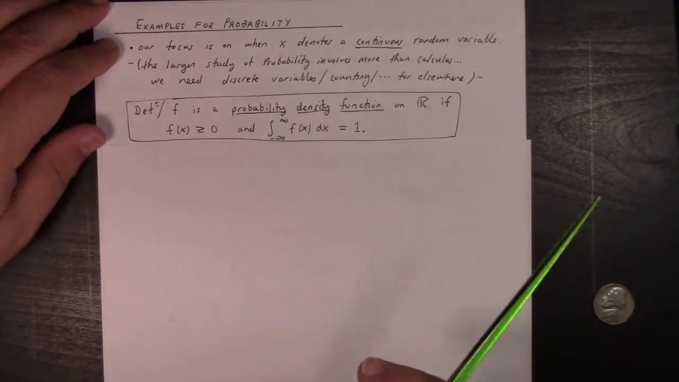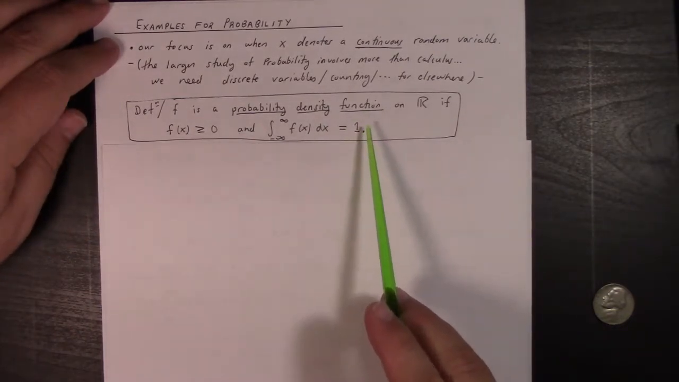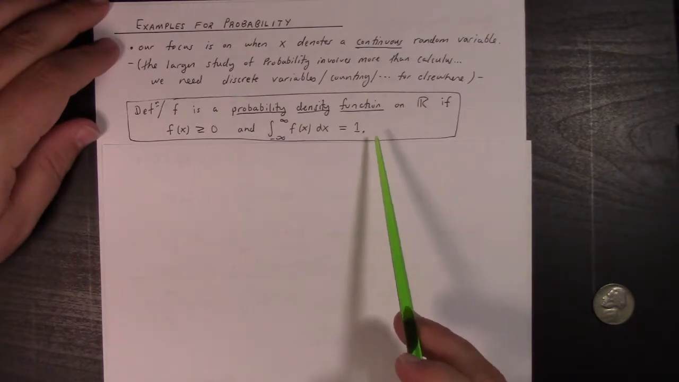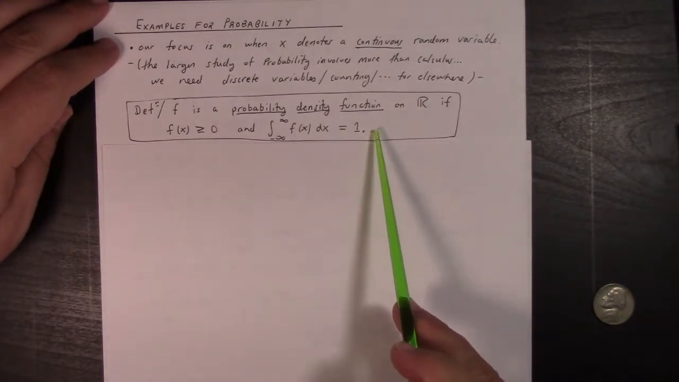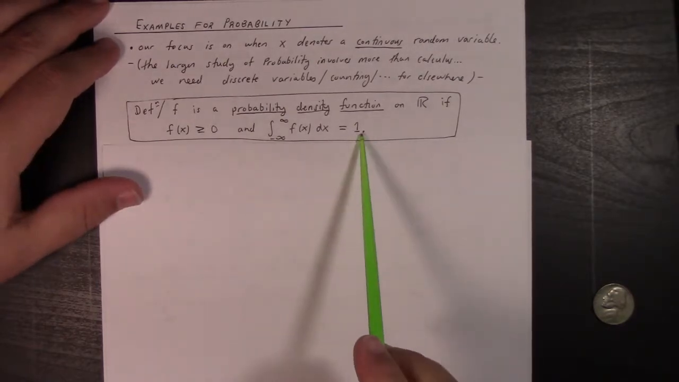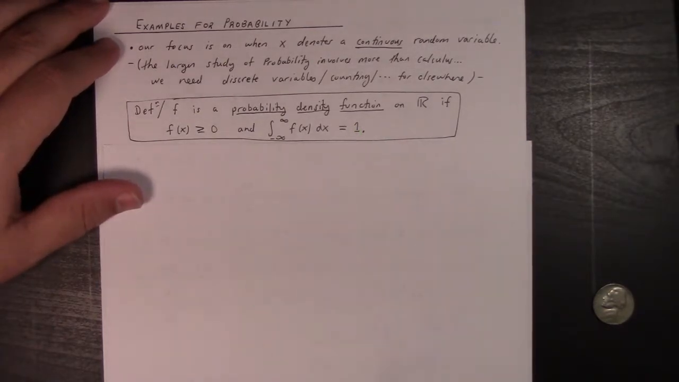All right. So 1 is like 100%, right? So you've heard sports people talk about giving 110%. Well, they're wrong. 100%. That's all you got. Sorry.